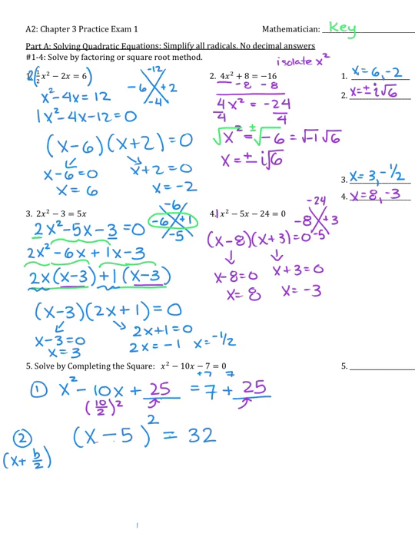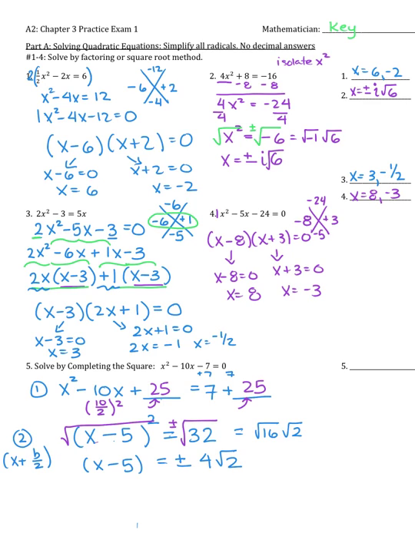So now we're ready to do the square root method. So the square root method is when you take the square root, and there's a plus or minus, because we need 2 answers, of both sides, and we start to simplify. So we know x minus 5 is going to equal plus or minus, and we have to simplify this. So 32 is 16 times 2, which simplifies to 4 rad 2.